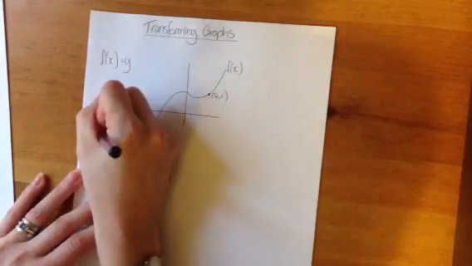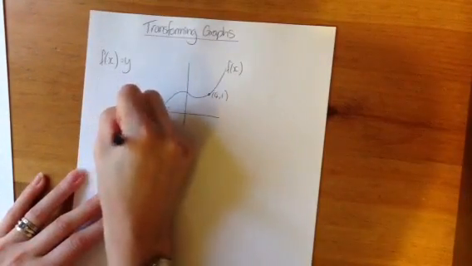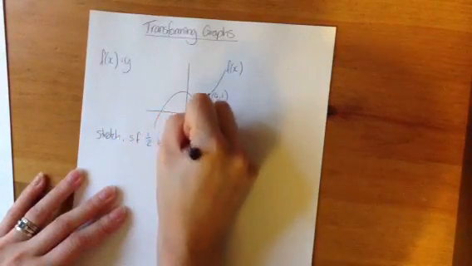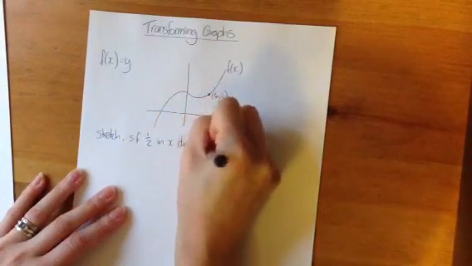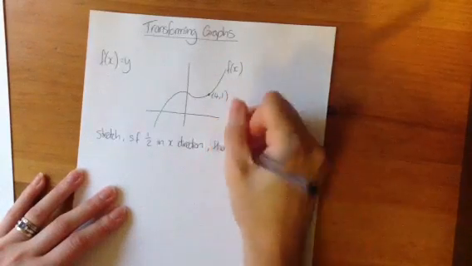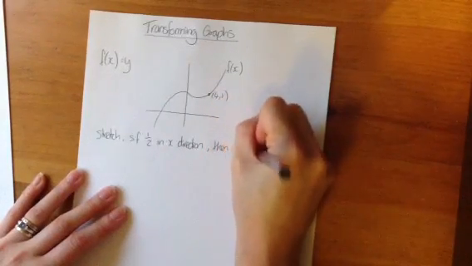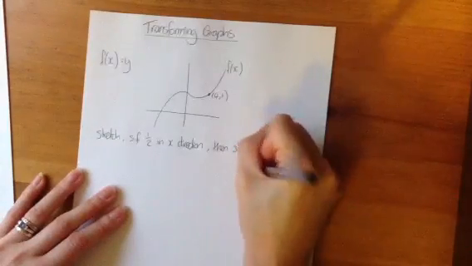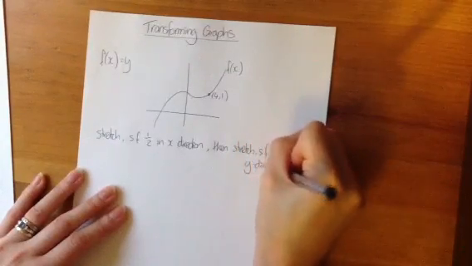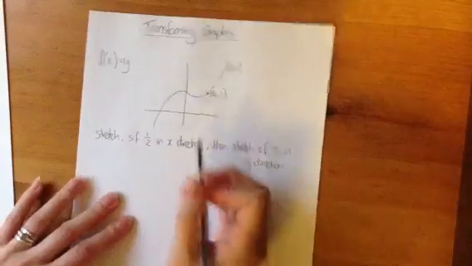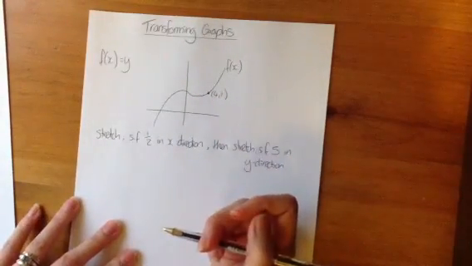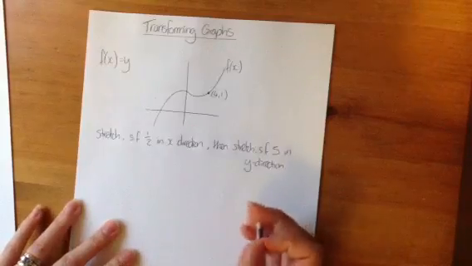So what I'm going to do first is a stretch, scale factor a half in the x direction, and then I'm going to do another stretch, scale factor 5 in the y direction. So I'm going to look first at the coordinates of (4, 1) after I've done my transformation, and then we're going to have a look at the equation of the final image.